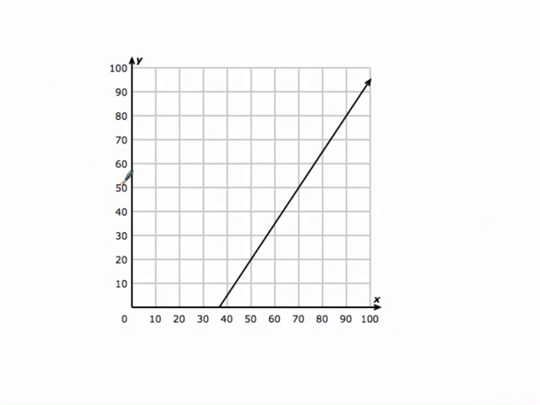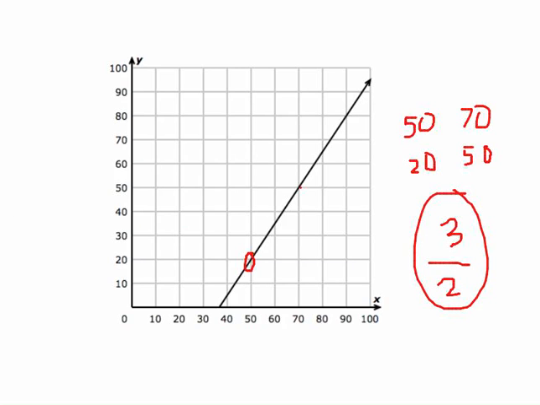Last problem for you to go ahead and practice. Or maybe we'll do 2 more. Just pause it and practice. Okay, I'm going to solve it now. When x is 50, y is 20. When x is 70, y is 50. So as x is increasing by 20, y is increasing by 30, which means 30 to 20 is 3/2, or 1 1/2, for the slope.